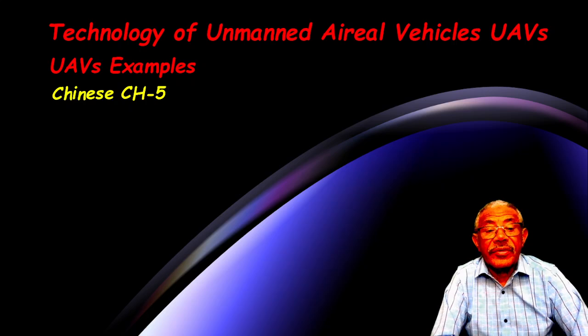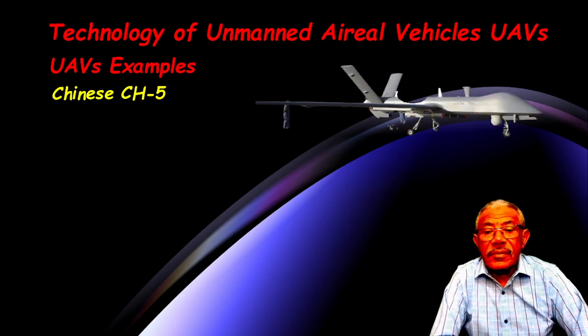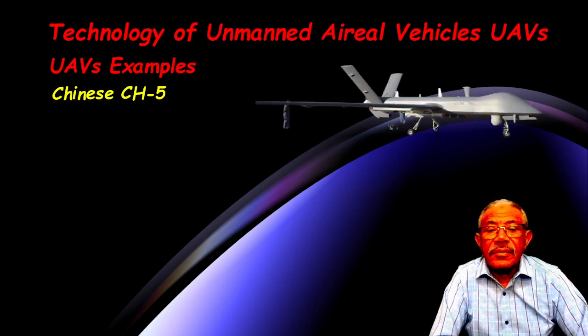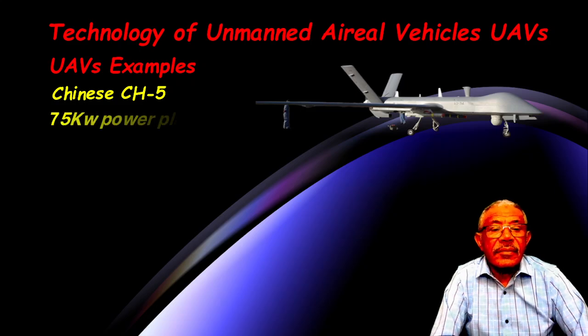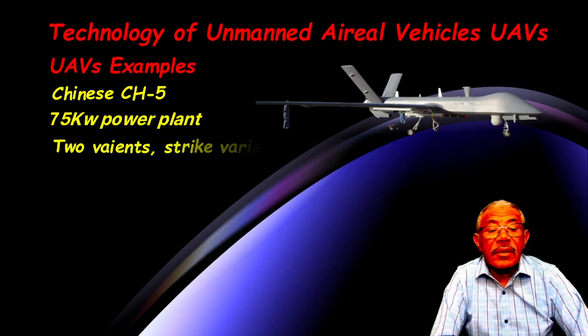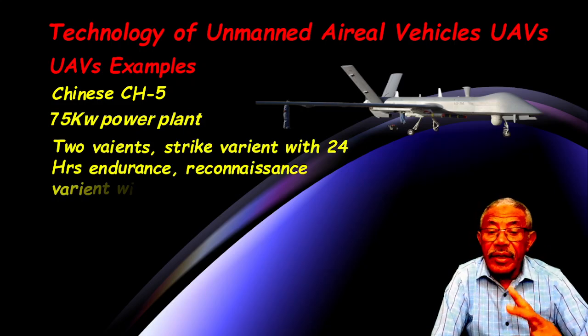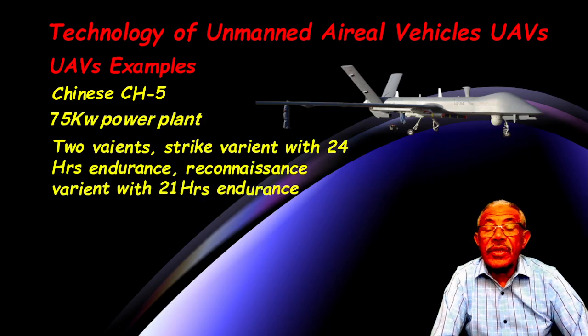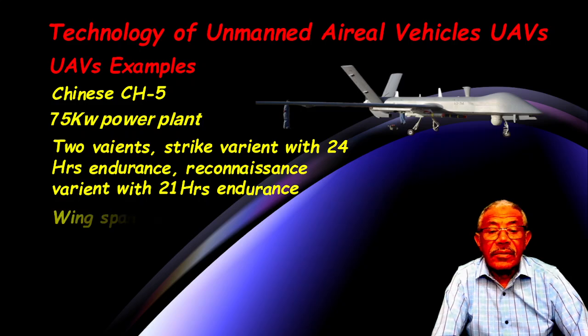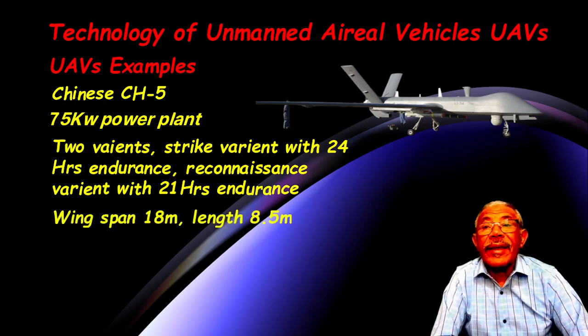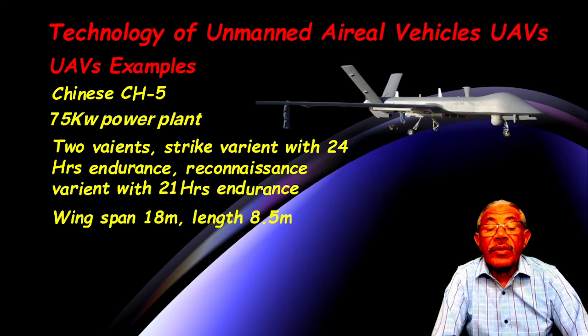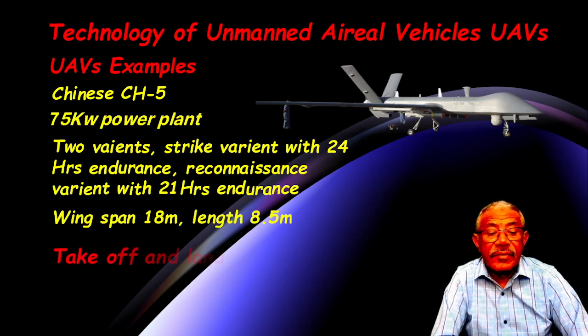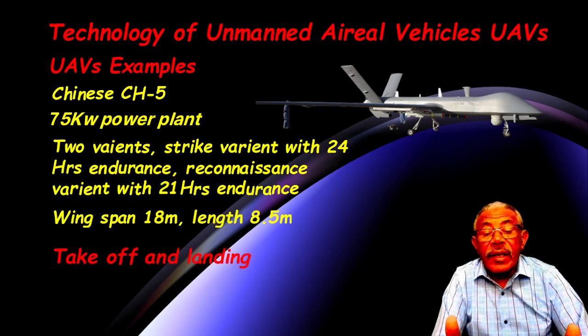Chinese CH-5. 75 kilowatt power plant. It has two variants: strike variant with 24 hours endurance, reconnaissance variant with 21 hours endurance. Wingspan 18 meters and length 8.5 meters. Takeoff and landing also.